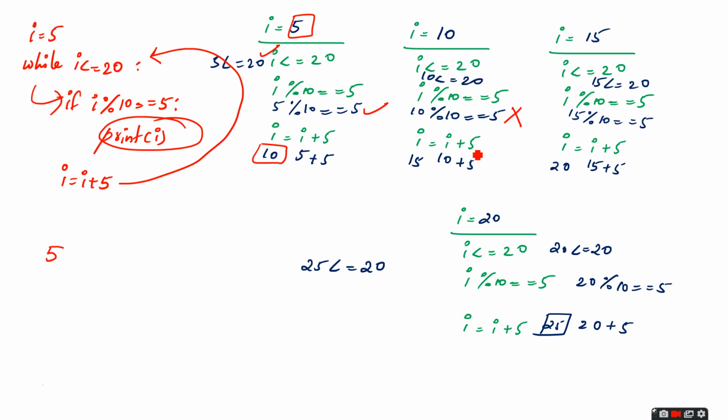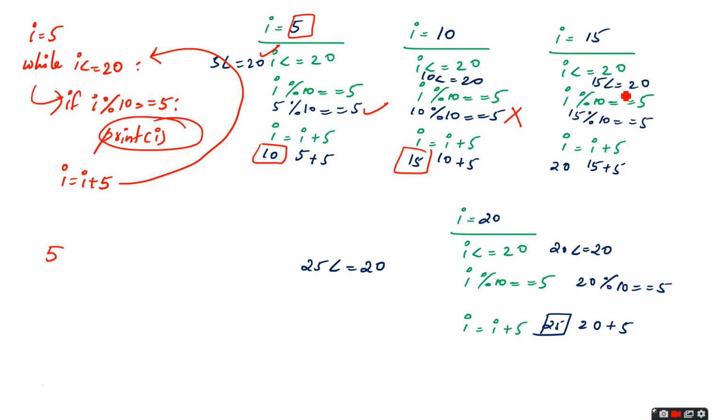Then I equal to I plus 5. 10 plus 5, it is 15. Next value of I is 15. We will check the while condition. 15 less than or equal to 20, the condition is true.